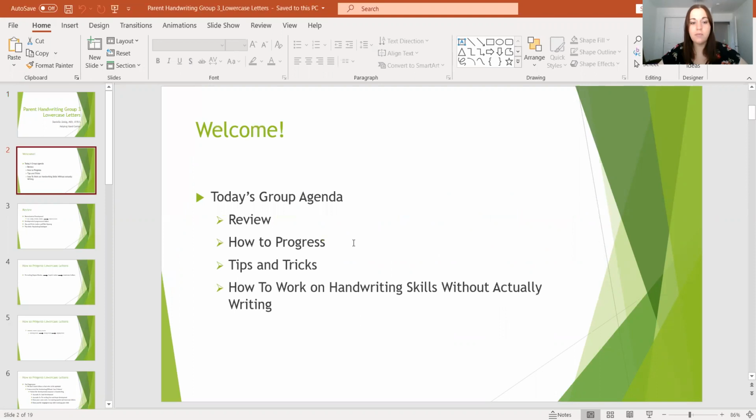So today we'll be reviewing a little bit about what we talked about last time. We'll again talk about how to progress through the lowercase letters. We'll also have our tips and tricks section. We're going to be talking about letter reversals today. And then we'll also have our section on how to work on handwriting skills without actually writing.